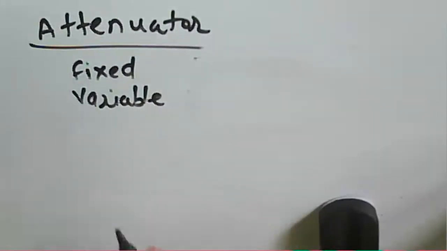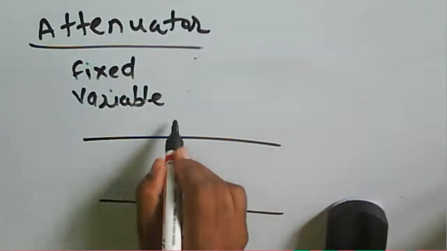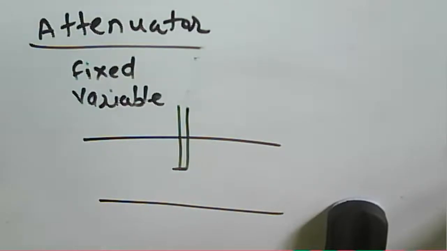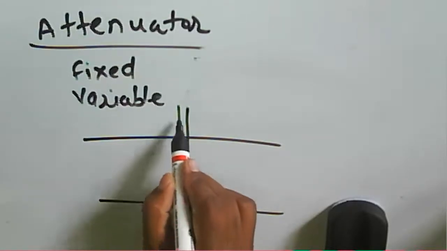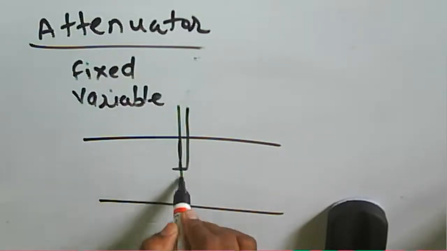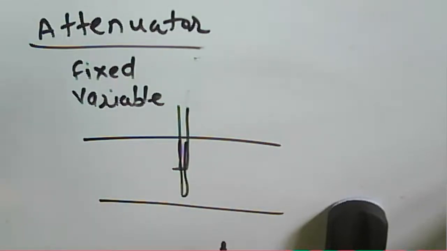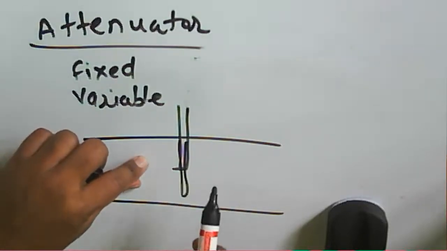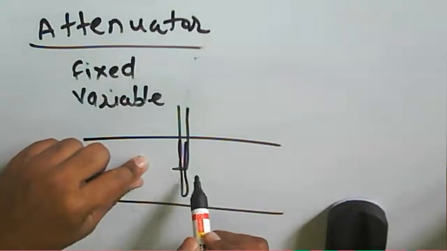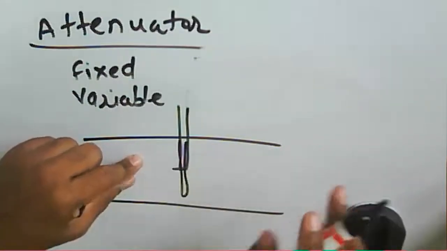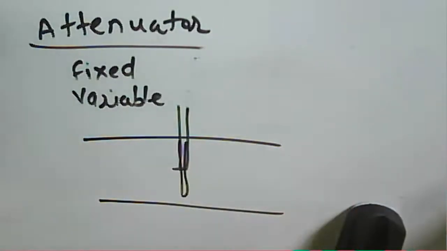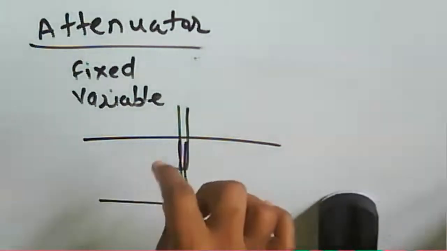A small section is inserted inside a guide, or there is a small obstacle inside the guide. Through that obstacle, your signal will be absorbed, but some signal will propagate through the guide. So that is called a fixed attenuator. That length will be fixed.